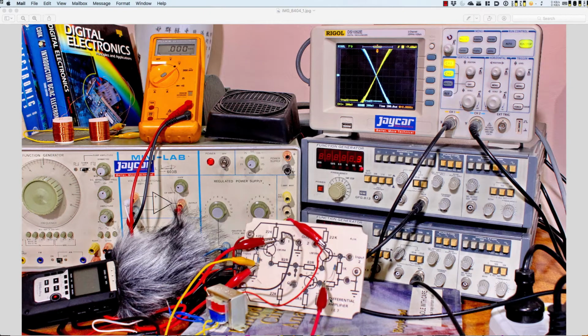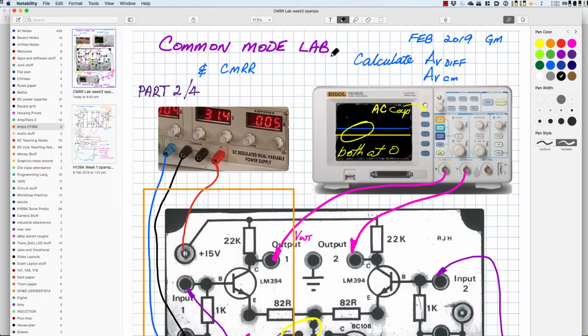This is part 2 of the Operational Amplifier Differential Amplifier video series. In part 3, we'll be utilising the equipment again, and we'll be using AC in conjunction with the board. But today, in part 2, we'll have a look at some calculations. Common mode lab and common mode rejection ratio, part 2 of 4.